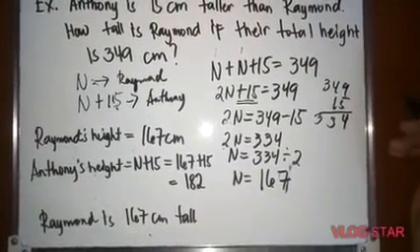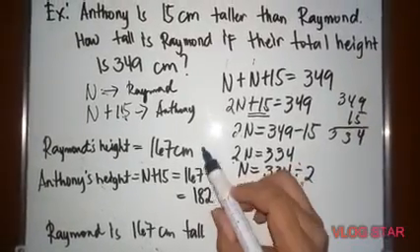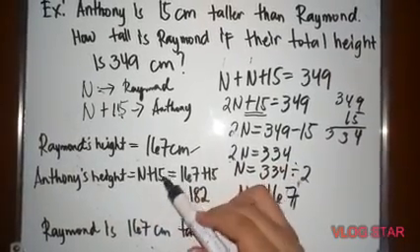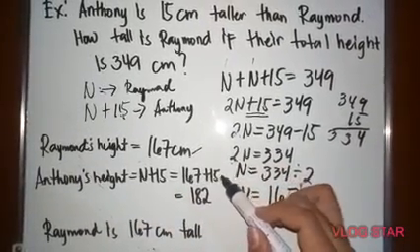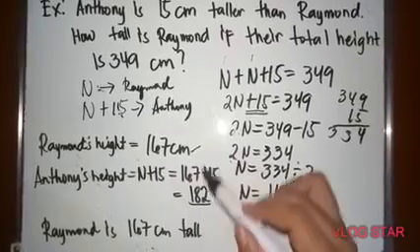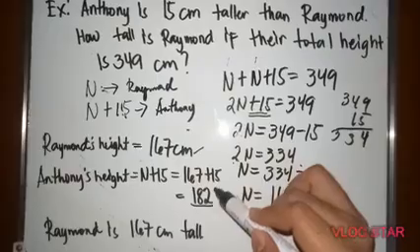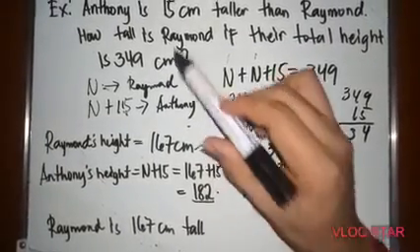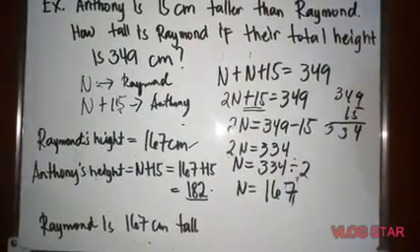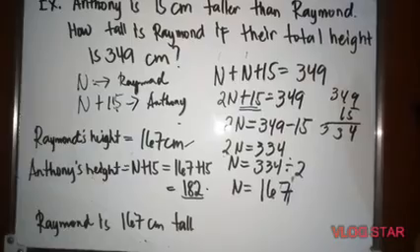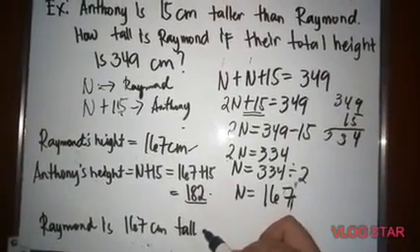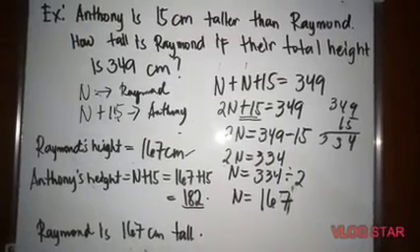Therefore, the height of Raymond is 167, while for Anthony it is 167 plus 15, 182. 167 plus 182, the sum is 349. Therefore, Raymond is 167 centimeters tall.